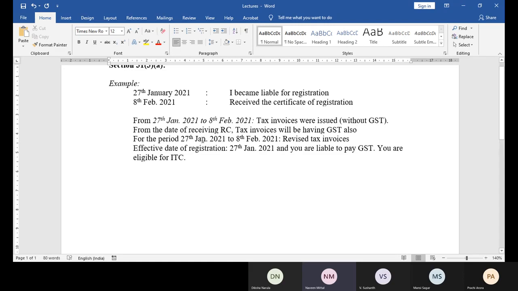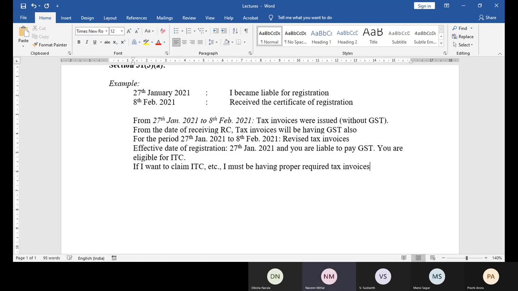But for this period, 27 Jan to 8th Feb, I didn't have GST. But if I want to revise those earlier tax invoices, I can do so. This is the point written in section 31 subsection 3 clause A. If I want to claim ITC, etc., or for other things, I must have proper required tax invoices.